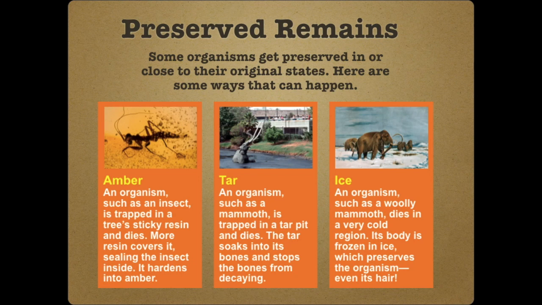The tar pits trap different things such as mammoths and so forth, and keep the bones from decaying. And then the last thing is ice. Mammoths have been found preserved inside the ice, preserving hair and other parts of the organism. I think there was a mammoth that they found that was still chewing food. So there was actually organic material, plants inside its mouth that didn't break down yet.